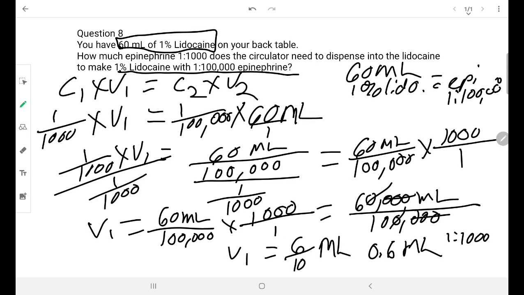Now you see why we're not really changing the 1% at all. We're not diluting the 1% because we're only putting 0.6 of a milliliter in that 60 milliliters of 1%. So that's not making a substantive change there. But the epi being so strong is what we're trying to dilute correctly. And very important that we get this correct because very little difference can make a huge difference when it comes to epinephrine.